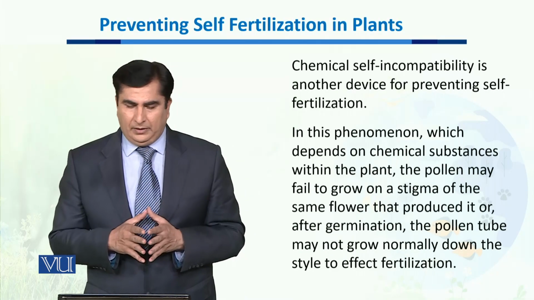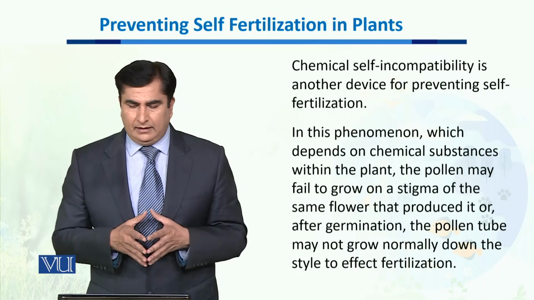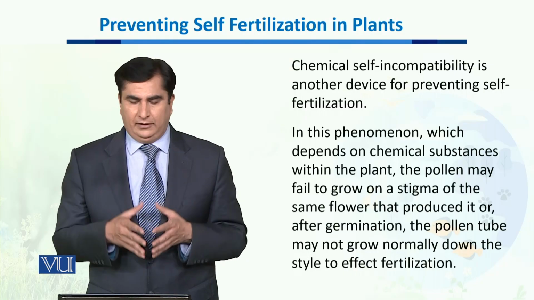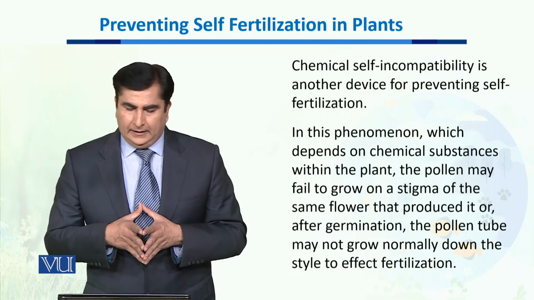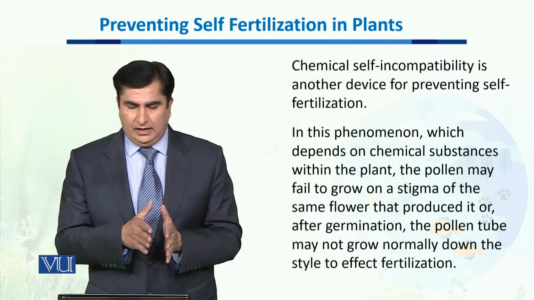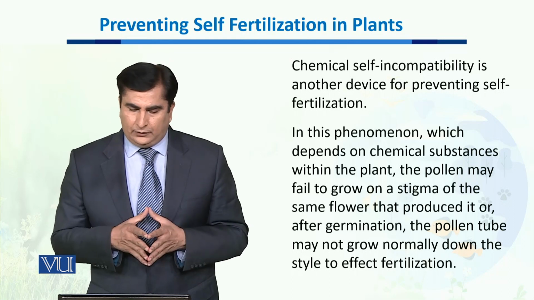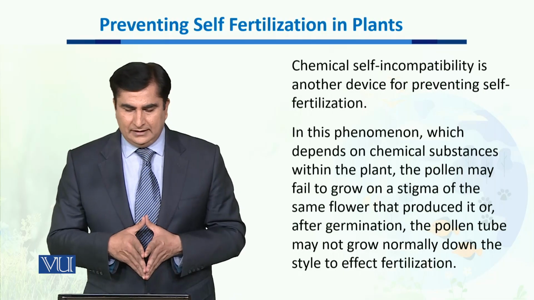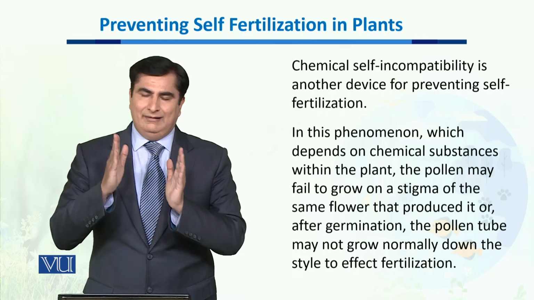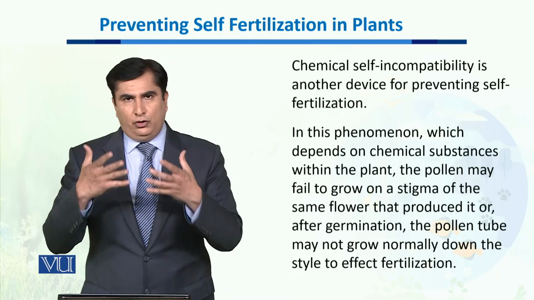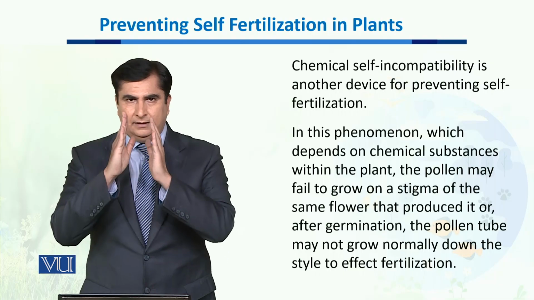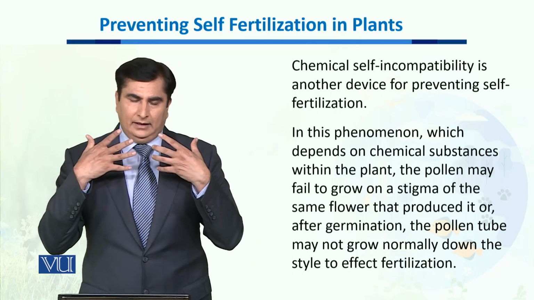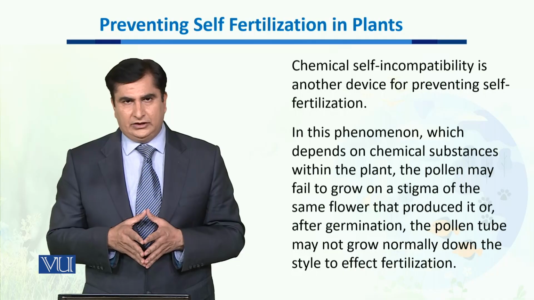In some other plants, chemical self-incompatibility is another method through which these plants prevent self-fertilization. In this phenomenon, certain chemical substances are produced within the plants through which pollen may fail to grow on the stigma of the same flower that produced it after germination, or the pollen tube may not grow normally, which can prevent the sperm from the pollen from reaching the female part. Thus, it prevents self-fertilization in the plants.